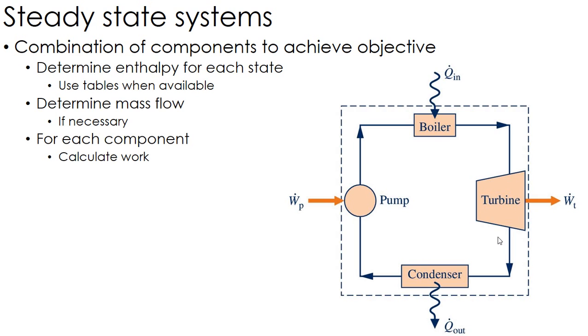Then basically for each component, you find your work, or you find your heat transfer, or both. And a lot of times with these, take, for example, the pump and the turbine are usually adiabatic, so Q is 0. The boiler and the condenser have no work, so basically it's either Q equals delta H or work equals delta H. Again, just depending on the device and what you know about that device. So this is the general approach to solving these cycles with fluid flow happening between devices.